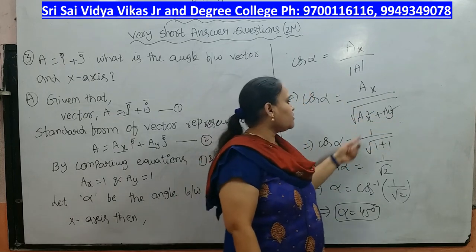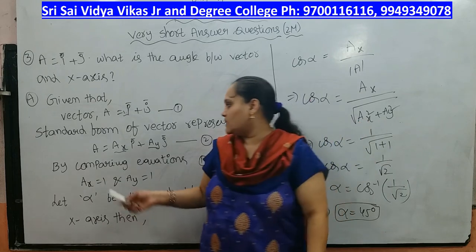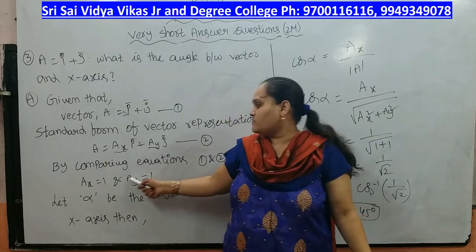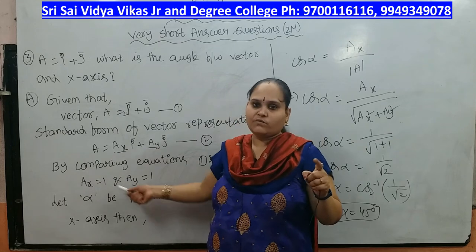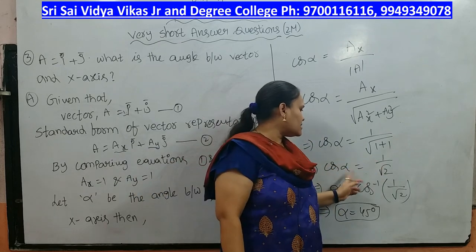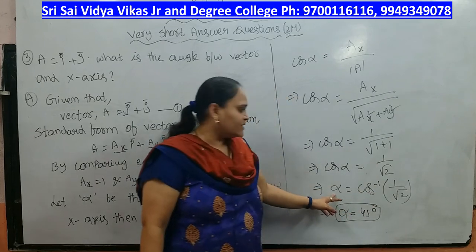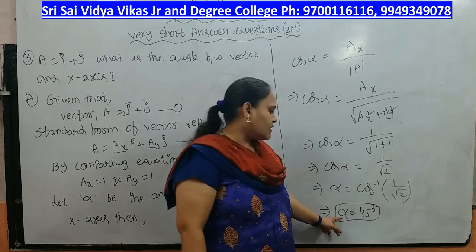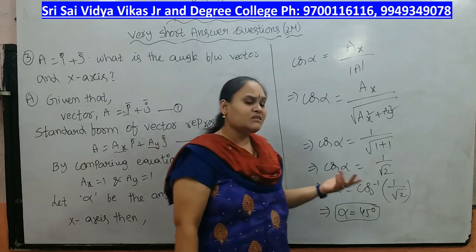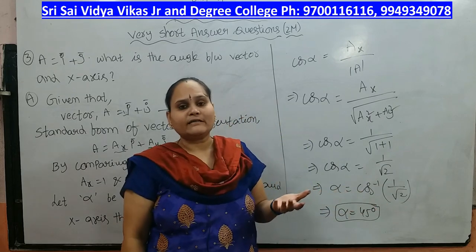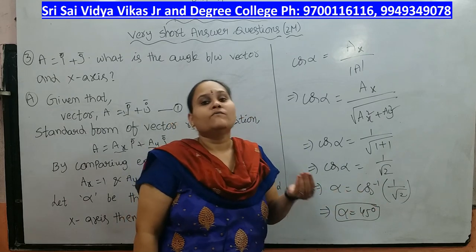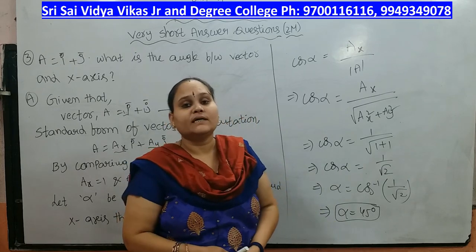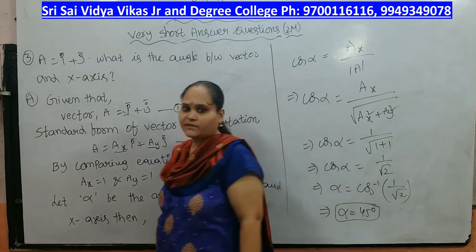So cos alpha equal to 1 by square root of ax square plus ay square, which is 1 by square root of 1 plus 1, equal to 2. That means cos alpha equal to 1 by root 2. For this we can write alpha equal to cos inverse 1 by root 2. That's it, alpha equal to 45 degrees. Since cos 45 degrees equals 1 by root 2, the angle between vector A and the x axis is 45 degrees.